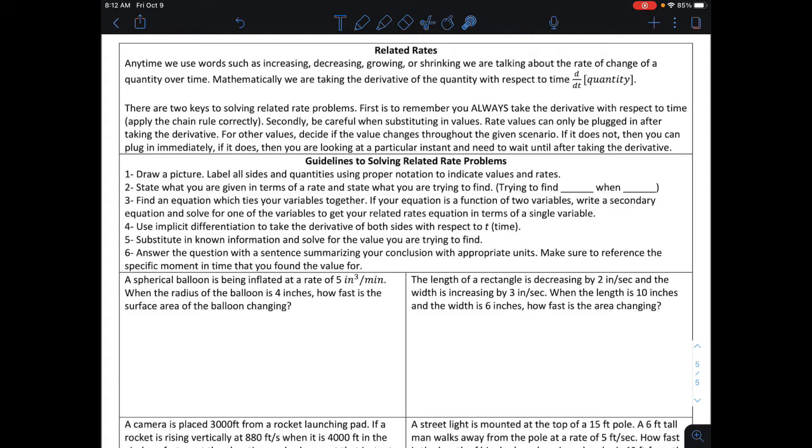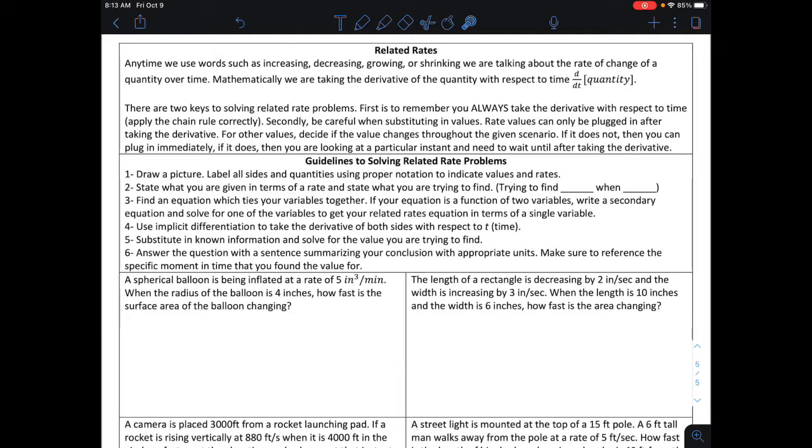The second thing that you have to do is be very careful about when you're putting values in. I need to know when I can put a number in at the beginning, and when I have to wait. The way you can tell is that rate values can only be plugged in after you take the derivative. So all rates, you have to wait.